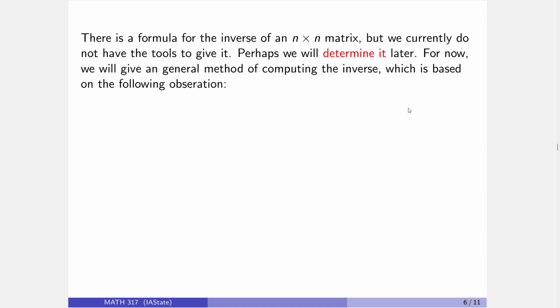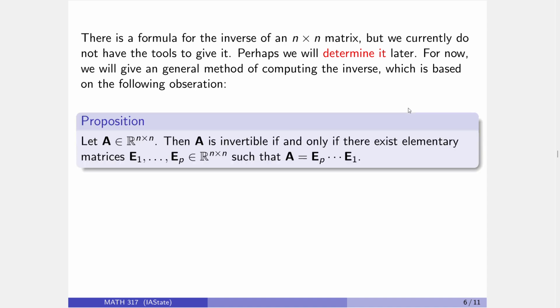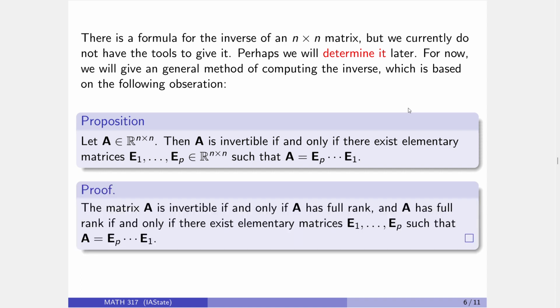But for now, we're going to give a general method of computing the inverse, which doesn't give us a formula, it gives us an algorithm. And it's from the quick observation that a matrix is invertible precisely if it's a product of elementary matrices. Now remember, we've already seen a condition for a square matrix to be a product of elementary matrices. That happens precisely when you're row equivalent to the identity, which happens precisely when you have full rank. And as we've proven, being invertible is equivalent to having full rank. So there we go. Every invertible matrix must be a product of elementary matrices.